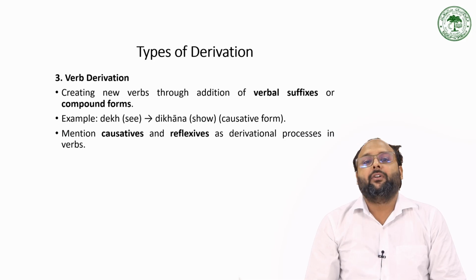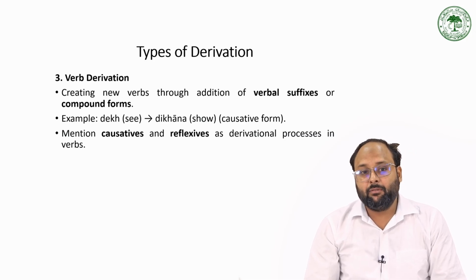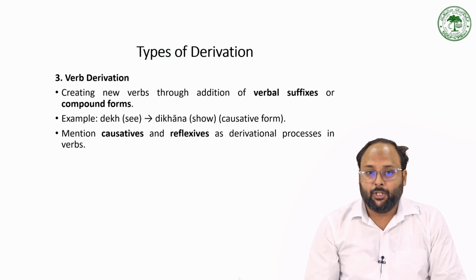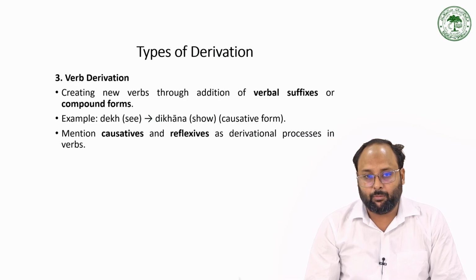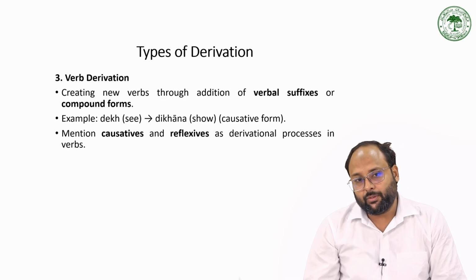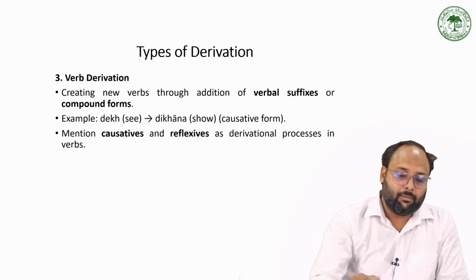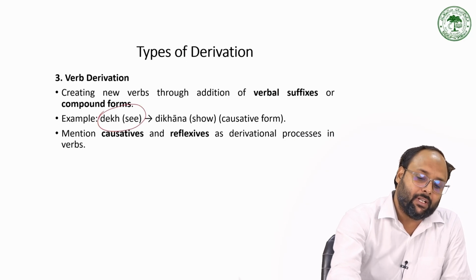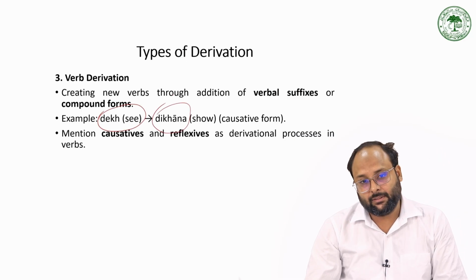The other type of derivation is called verb derivation. In verb derivation, we can derive new verbs by the suffixation process and sometimes by compounding also. Compounding means we can create the compound verb from a single verb. So that is also the derivation of the compound verb. So we have a verb like dekh, from which we can create the causative verb dikhana.